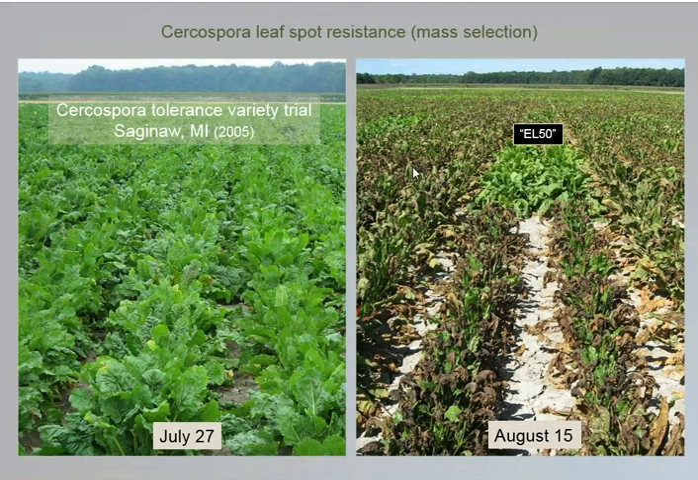So I'll just show you a couple of pictures of some of the work that we've done. There's mass selection for Cercospora leaf spot resistance. That resulted in this particular trial, we had a very quick burn down. July 27th to August 15th is how the fields actually look. And this is a variety or a germplasm release called EL50. And it serves as our resistant check now.